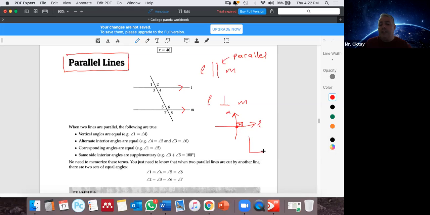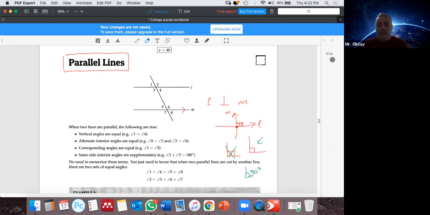So whenever you see this in the SAT, probably you will not see the parallel notation, but you will see this one in the SAT. It means that this is 90 degrees. I mean, here you have 90 degrees. We should understand this.